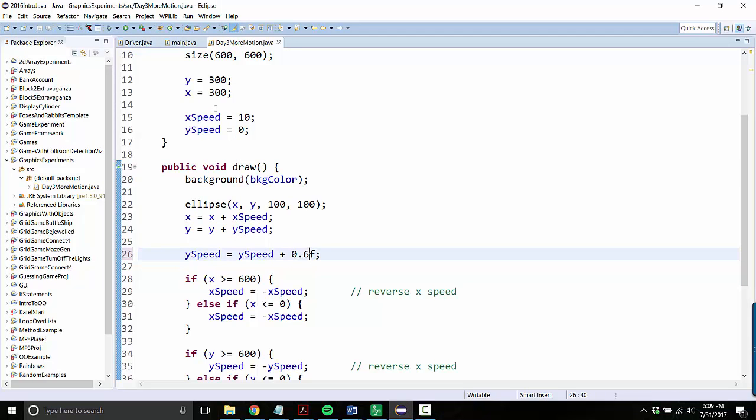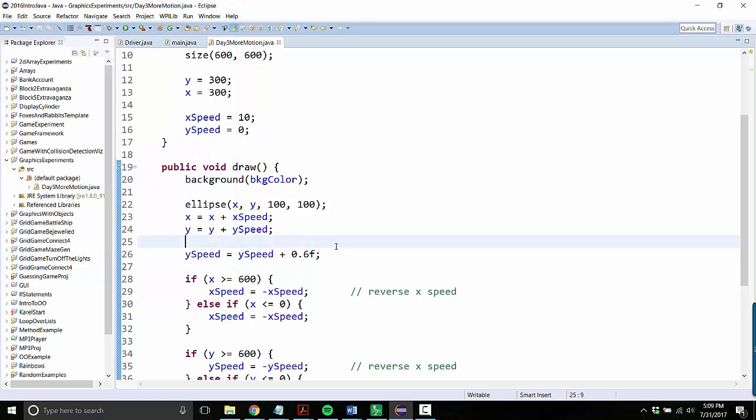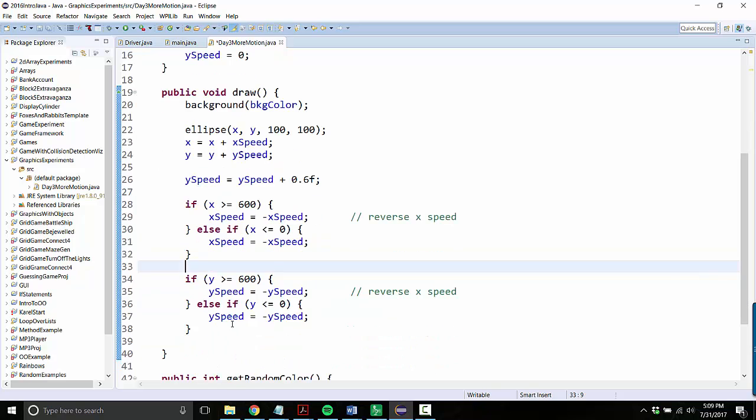Let's maybe do 0.6. Ah, this is definitely looking a little bit nicer. You might be noticing something that's not quite right here. Ordinarily, when an object bounces, it does not gain energy and bounce higher and higher. So I'm going to have it so that whenever it bounces off the bottom of the screen, it loses a little bit of its speed.